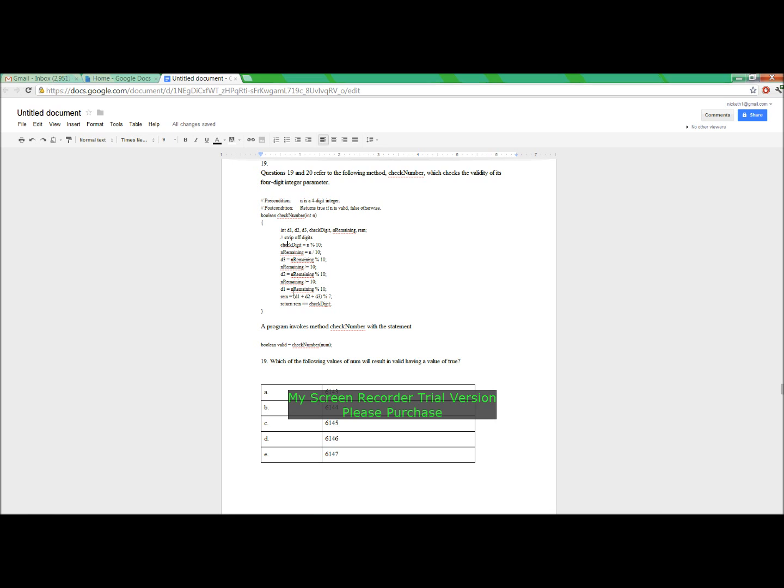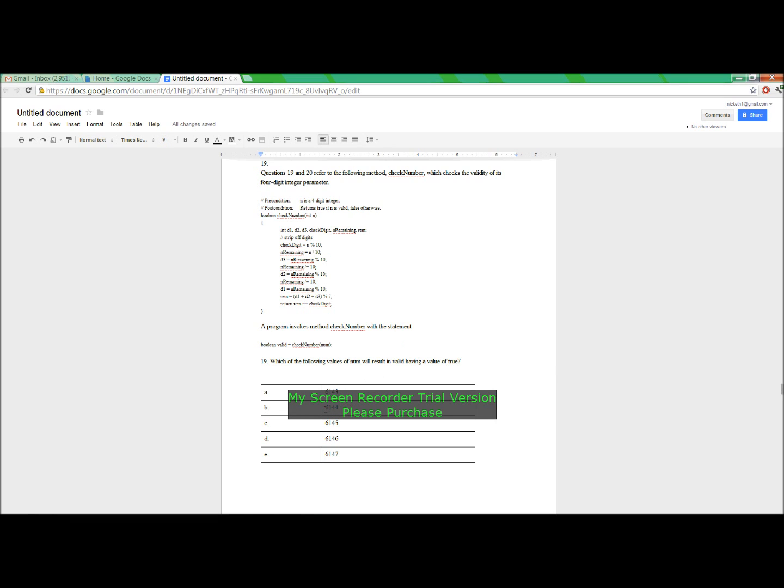So then remainder, or rem, I suppose. rem equals d1, which is 6, plus d2, which is 1, plus d3, which is 4, all mod 7. So 6 plus 1 plus 4 is 11. So mod 7 is 4, because the remainder is 4. So we then return the statement remainder is equal to check digit. So since remainder equals 4, and check digit equals 3, we know that that's false.